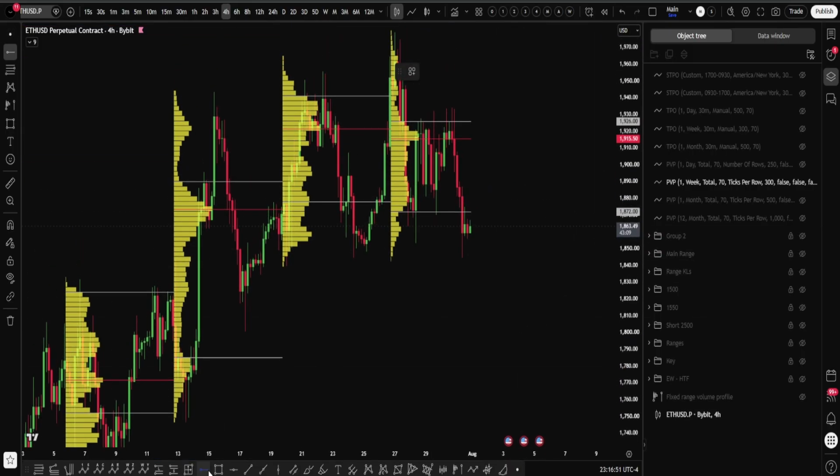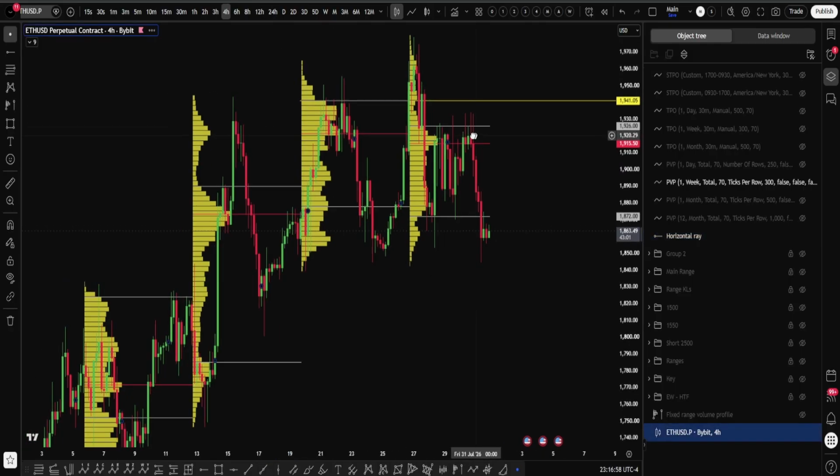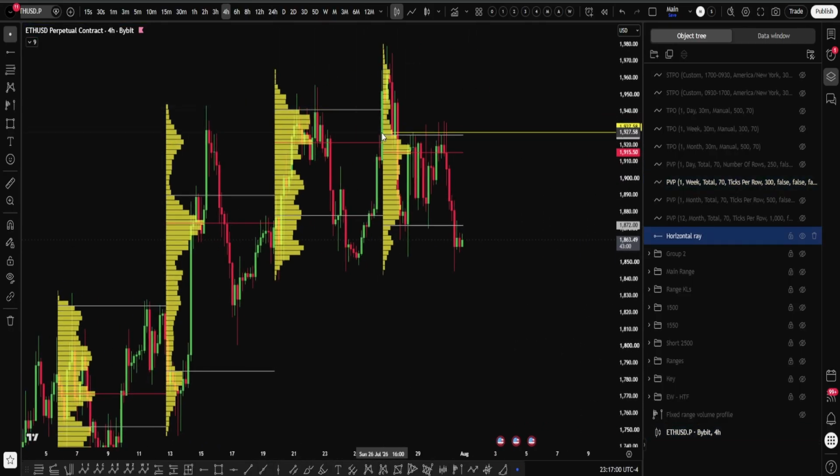We have the previous week value high up here. No, it is touched, so I'm not going to add it. I'm just going to add the current weekly value high.